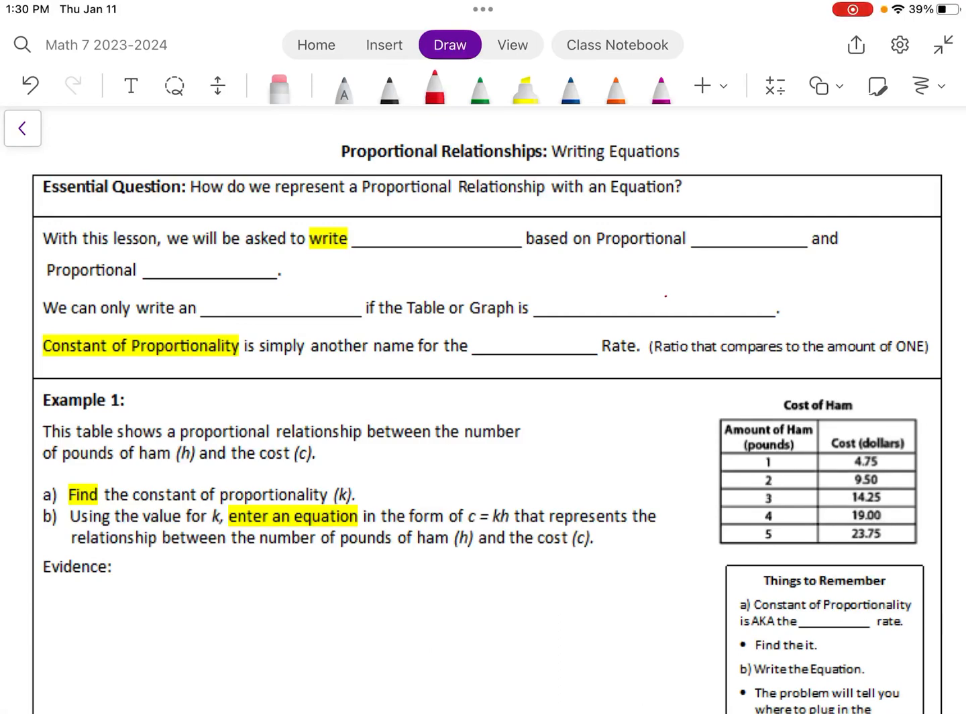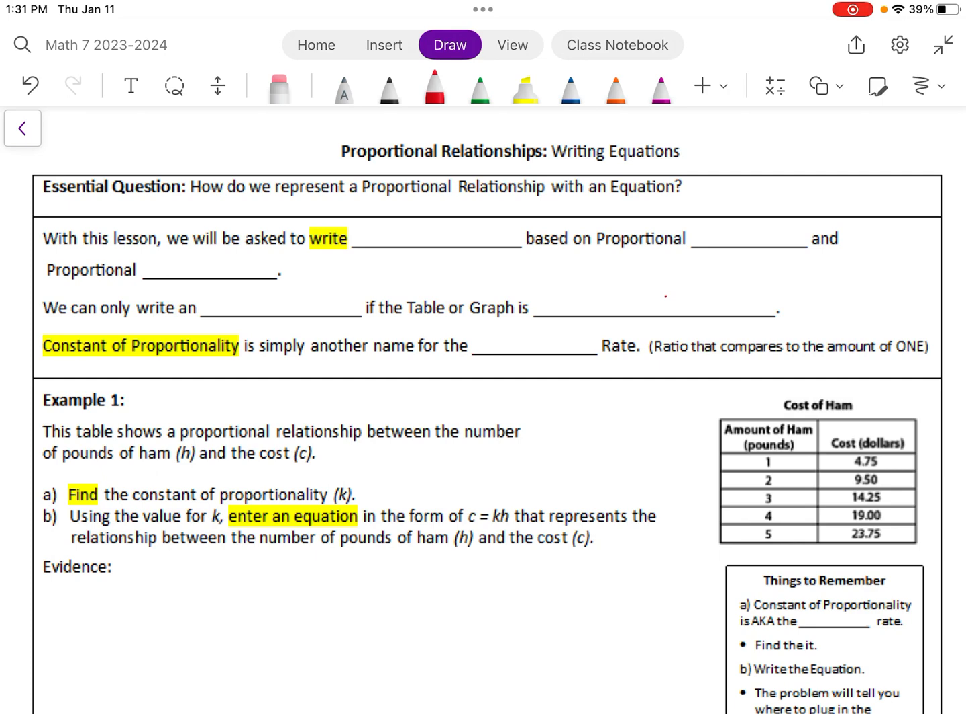Alright friends, welcome. Today we're doing proportional relationships and we're going to write equations. So today's central question is, how do we represent a proportional relationship with an equation? That means that we're going to take the tables and the graphs that we've been working with, and we're going to learn how to write equations.